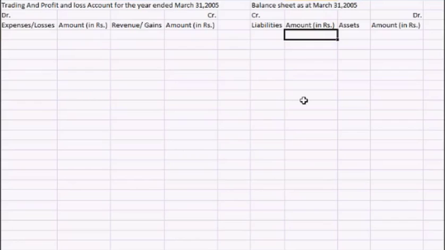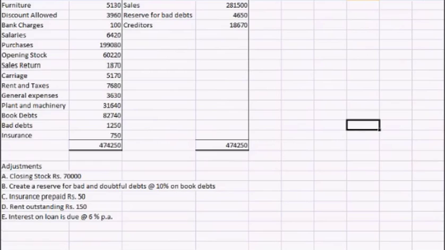As I have said before in my previous videos, whenever we have to prepare the final accounts, we'll open both the P&L and balance sheet together. Now here we are provided with a few adjustment entries.